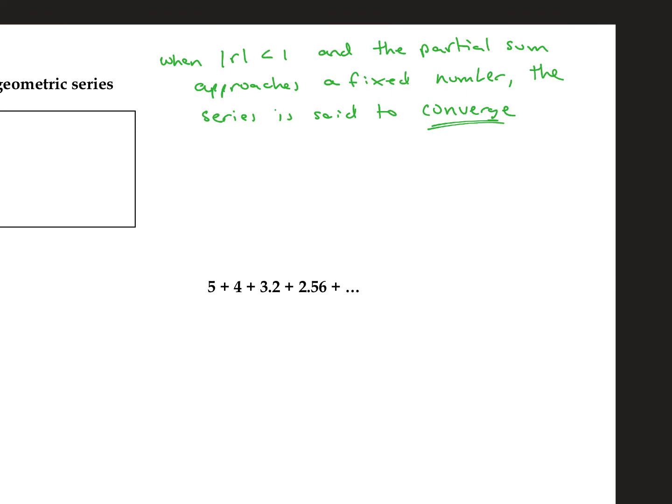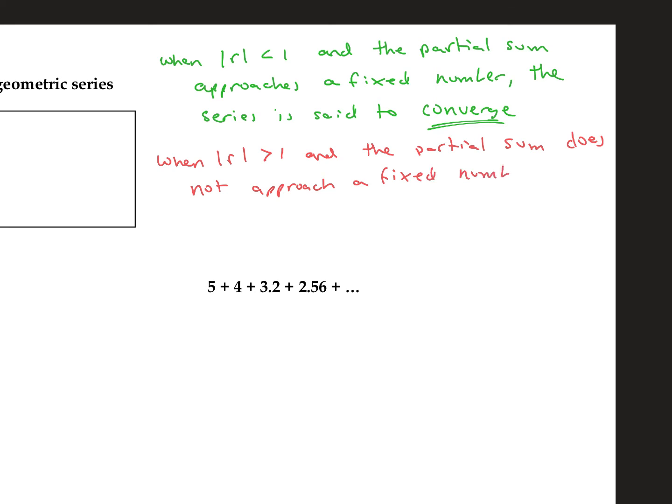And then on the opposite side of things, when the absolute value of R is greater than 1 and the partial sum does not approach a fixed number, the series is said to diverge. We'll talk about what this means in a second.